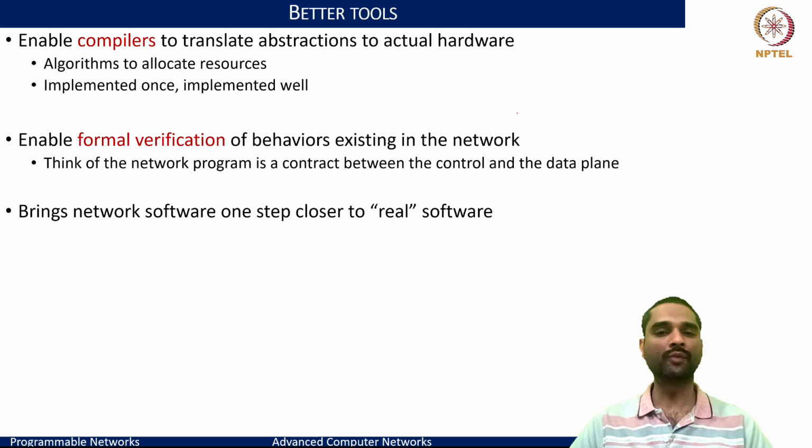Now think of this network program as a contract between the control and data plane, and we want to verify whether this contract had been done correctly or not. So we could even bake in the programs to do this kind of verifications. And this would enable us to even rationalize and see what could be the problems and how they can be tackled in a programmatic fashion.